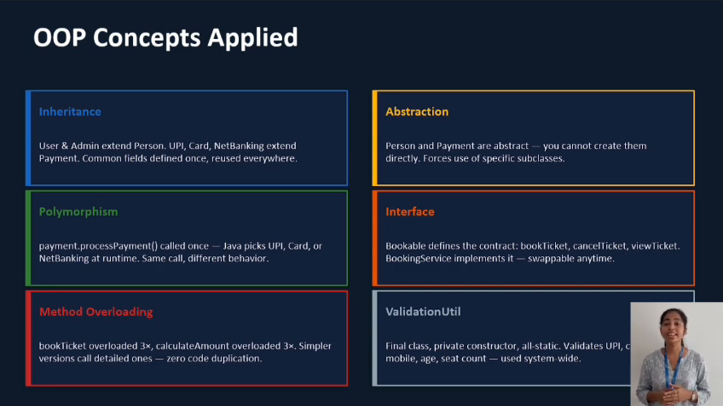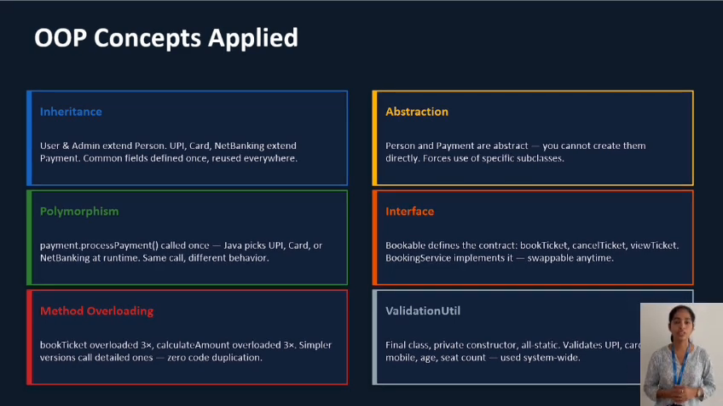Polymorphism. This is where it gets interesting. In booking service, when we call payment.processPayment, we don't check what type of payment it is. Java figures it out at runtime and calls the correct version, UPI, card, or net banking. The same method call gives different behavior depending on the object. This is runtime polymorphism. Similarly, getRole behaves differently for User and Admin, even though it's called the same way.